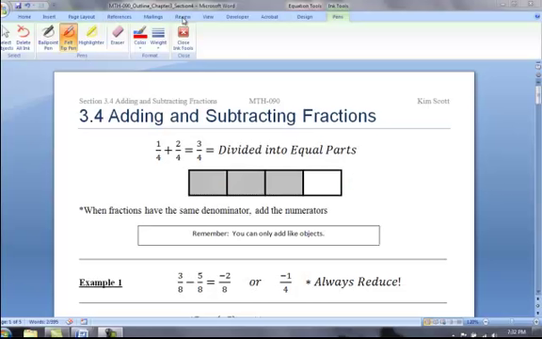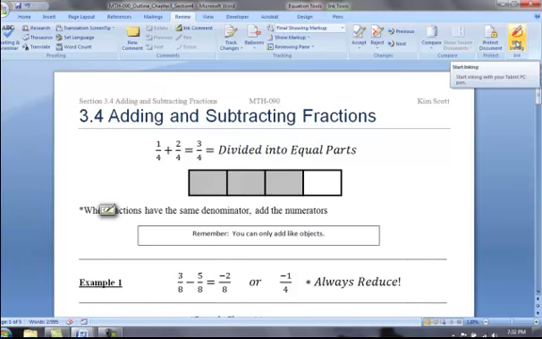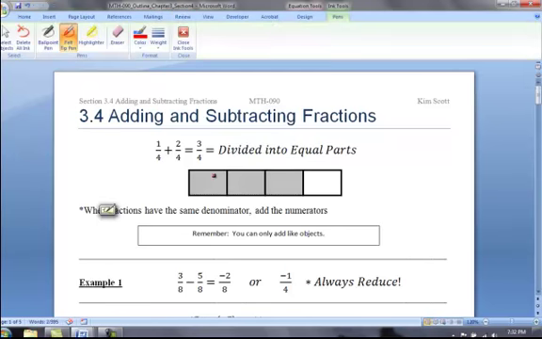Going to talk about section 3.4, adding and subtracting fractions. Now, sometimes this can give students trouble, but we're going to start by looking at a very simple example here. Let's see what we have. We have 1/4 plus 2/4.